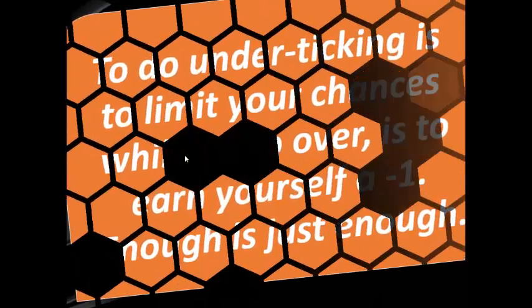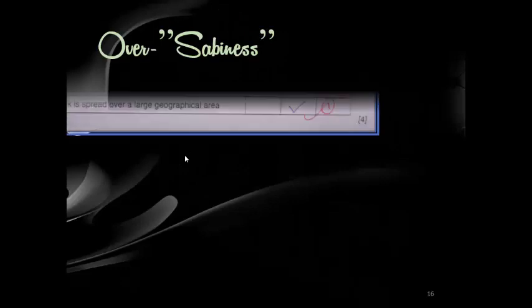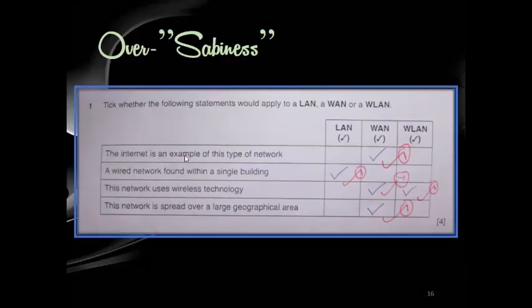How do I mean? Let's see from one of the students that volunteered to get this done. Look at the question. Tick whether the following statement will apply to a LAN, a WAN, or a WLAN. Just tick. The internet is an example of this type of network. The student said WAN, that was correct. Wired network found within a single building. The student said LAN, and that was correct. The network uses wireless technology. They said WAN and WLAN.